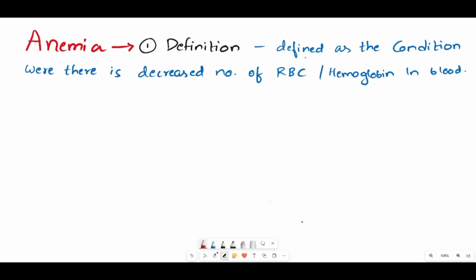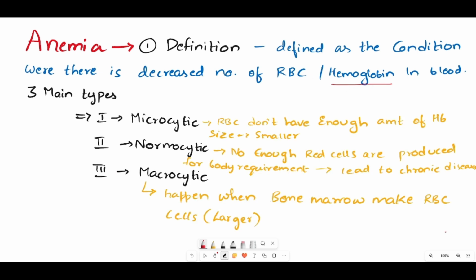What is anemia? This is defined as the condition where there is a decreased number of RBC, or the hemoglobin amount is reduced in the blood, which is called anemia. So in anemia, first we have to see its definition. Anemia is a condition where there is a decreased number of RBC or the amount of hemoglobin in the body is reduced.